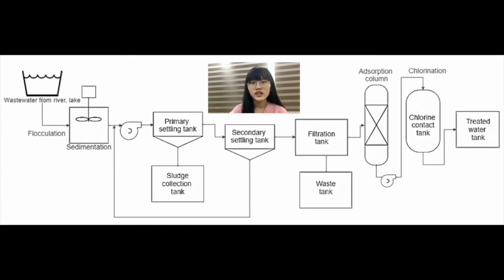After that, the sludge is removed by a layer of filters such as sand, charcoal, and gravel. Then the water is passed through the granular activated carbon, GAC, adsorption column to eliminate smaller impurities in the water. Then, the treated water is added with chlorine in the chlorine contact tank for disinfection. Finally, clean water is produced and stored in the treated water tank.